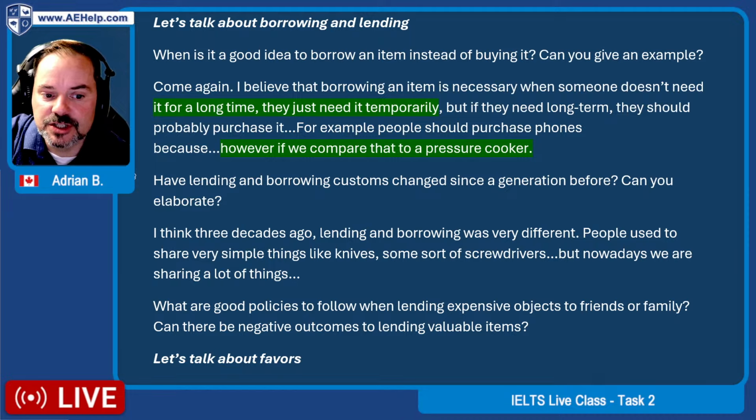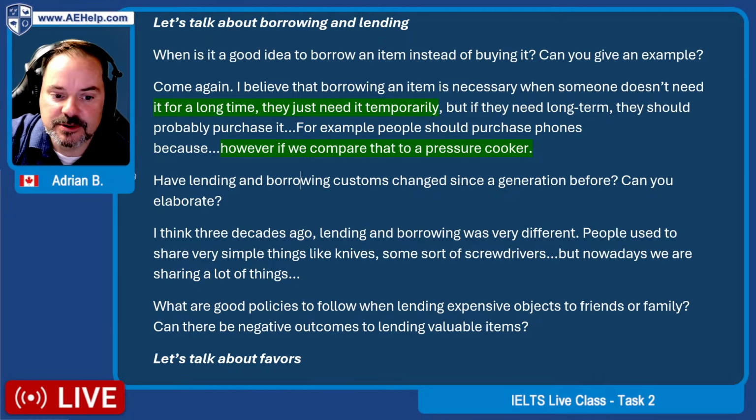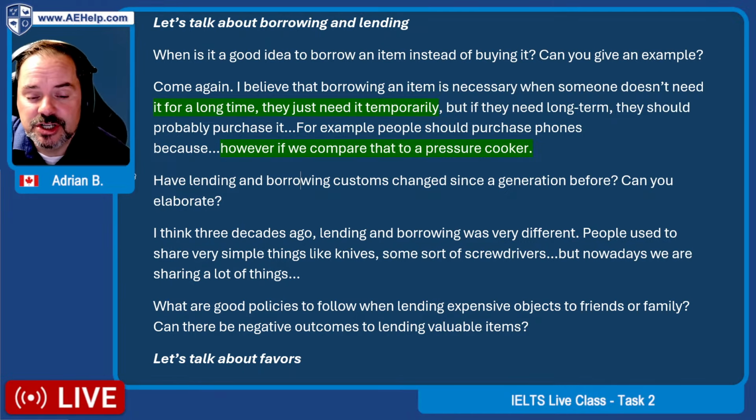Then the second question, present perfect: have lending and borrowing customs changed? There wasn't so much present perfect in your answer, but you did answer the question. You said three decades ago. That's a generation. Yeah, 30 years.